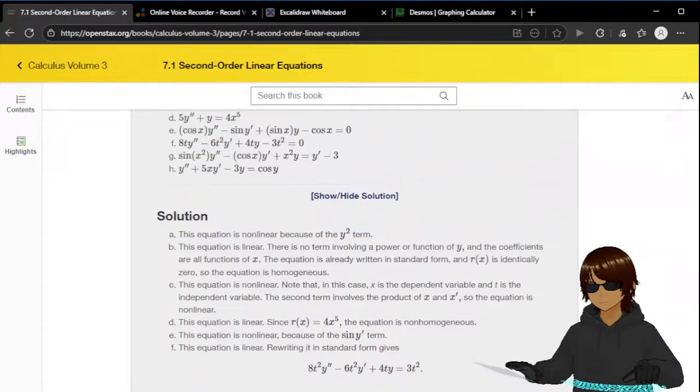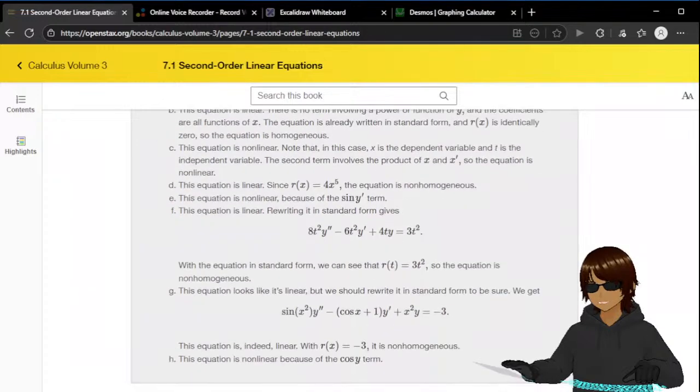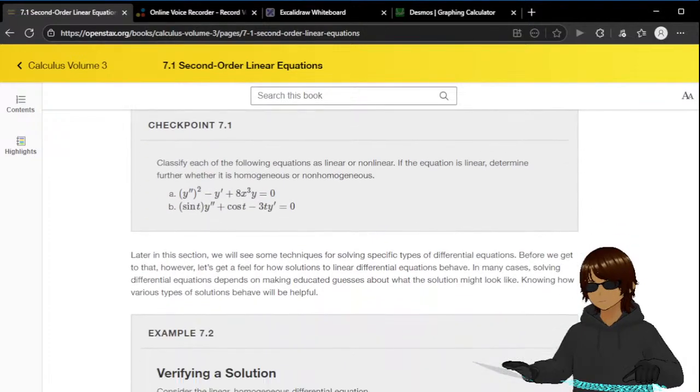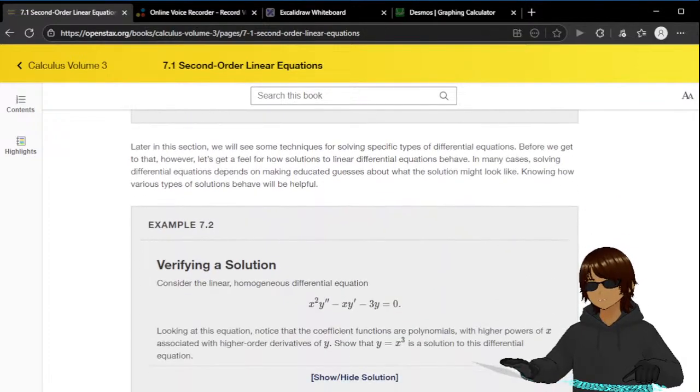Wait, what? Yeah, -3 is alone, so linear non-homogeneous. We will see some techniques for solving specific types of differential equations. Before we get to that, however, let's get a feel of how solutions of linear differential equations behave. In many cases, solving differential equations depends on making educated guesses about what the solution might look like. Knowing how various types of solutions behave will be helpful.